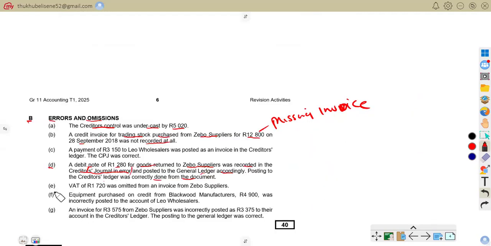So if we can see E, it says value added tax of 1,720 was omitted from an invoice from Sebo suppliers. So this value added tax of 1,700 was omitted from an invoice of Sebo suppliers. For us to correct it now, we're going to say VAT increase amount owed. So that is supposed to be increased by 1,700.